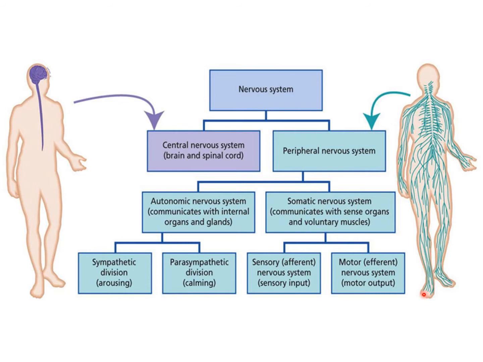Now, the peripheral nervous system is functionally divided into the autonomic nervous system and the somatic nervous system. The somatic nervous system communicates with sense organs and voluntary muscles. So that means we have sensory input and motor output. Information that goes into the central nervous system is called sensory, and information that exits from the central nervous system is motor, because they control sensory and motor.